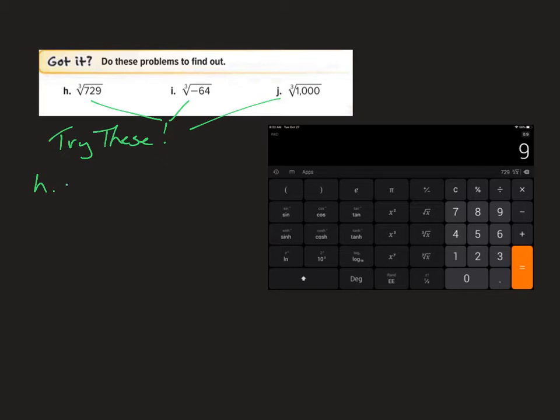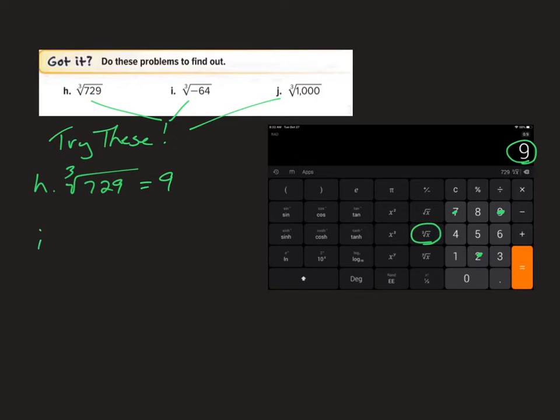So h is asking for the cube root of 729. So the way we punch that into the calculator, make sure to turn your screen sideways so you get the scientific calculator. So we punch in 729, and then use the cube root key, and our final answer will show up in the window up top. So the cube root of 729 is 9. So go ahead and try I and j on your own and come back and check your answers.